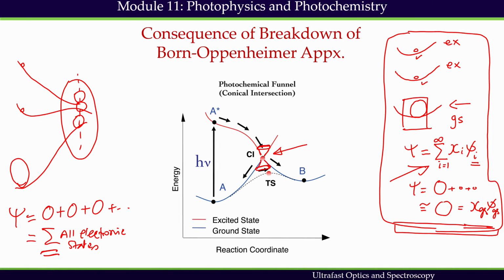And this is called photochemical funnel. Conical intersections are firmly established now to be the key features in the photophysical and photochemical processes of polyatomic molecules. They provide an efficient pathway for radiationless transition between electronic states.